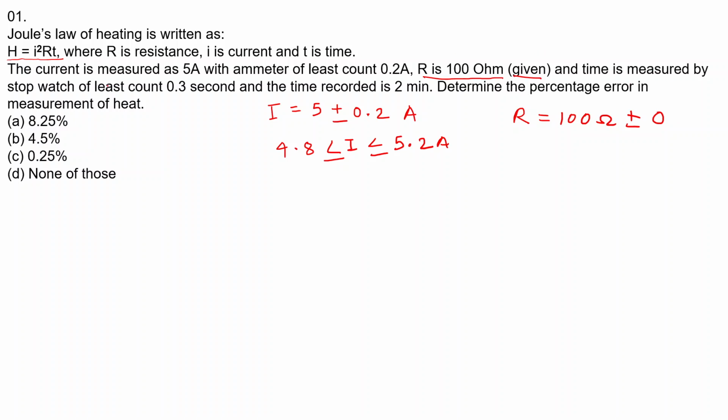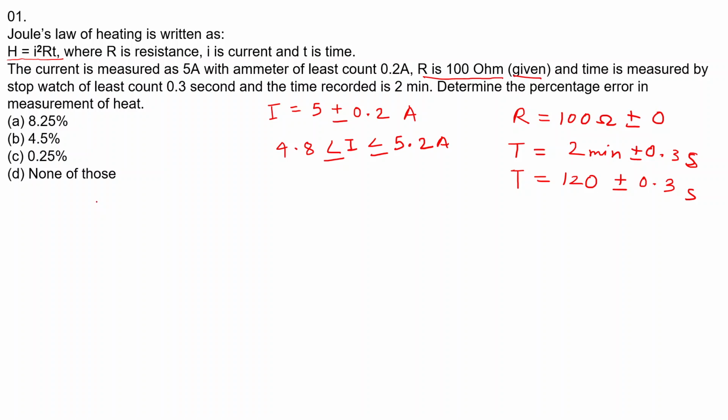And the time is measured by a stopwatch of least count 0.3 second and the time recorded is 2 minutes. That means the time is 2 minutes, and the least count of the stopwatch is 0.3 second. So the error is in seconds. Since this should be in the same SI unit, it should actually be 120 plus minus 0.3 seconds, because 1 minute is 60 seconds, so 2 minutes means 120 seconds. This is how the time can be expressed along with its error. Determine the percentage error in measurement of heat.